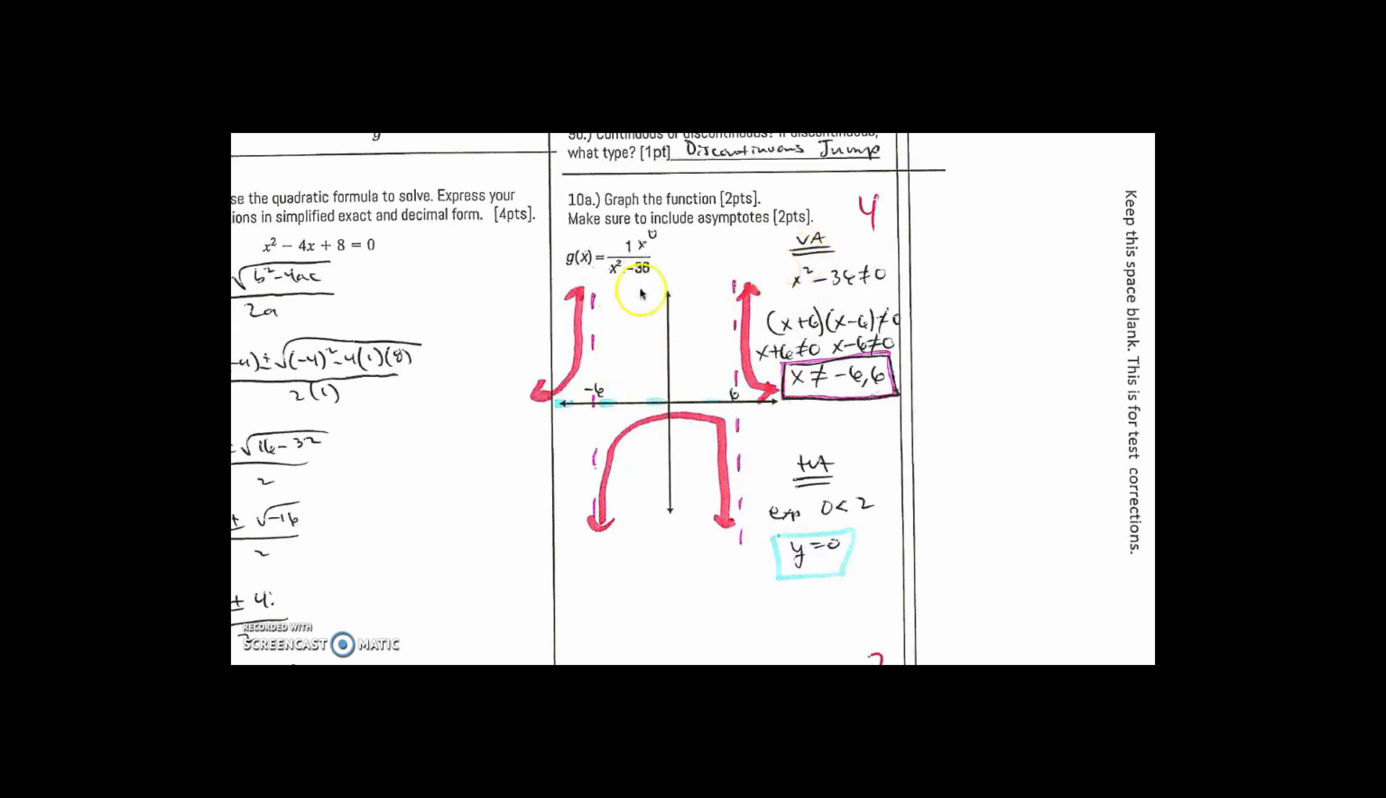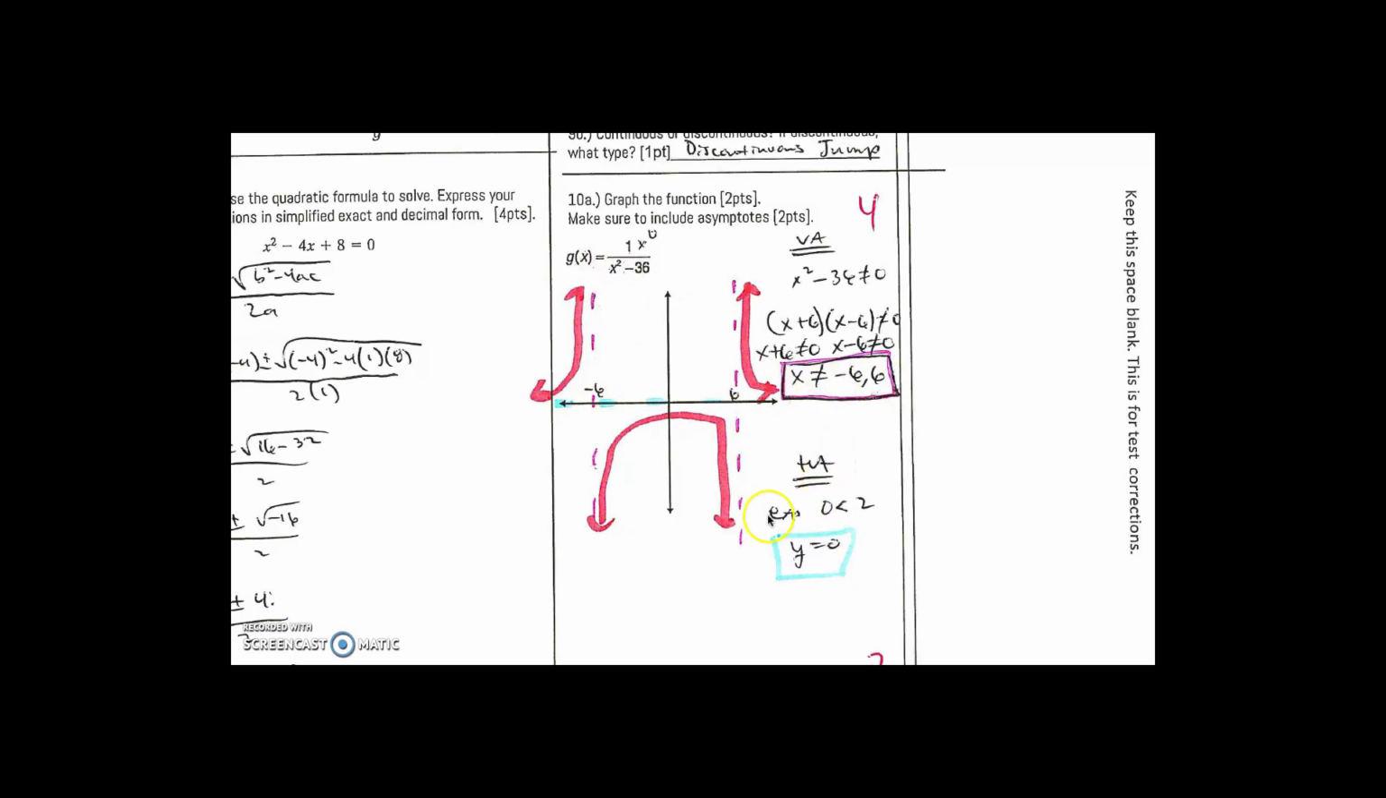To find my vertical asymptotes, I'm going to take my denominator and set it not equal to 0. Recognize that this is factorable, or you could have added 36 to both sides. Or if you factored and used the zero product rule, you got x equals -6 and +6. Those are my pink lines, pink box.